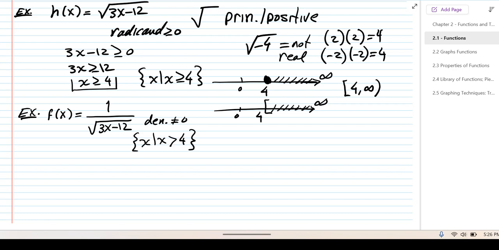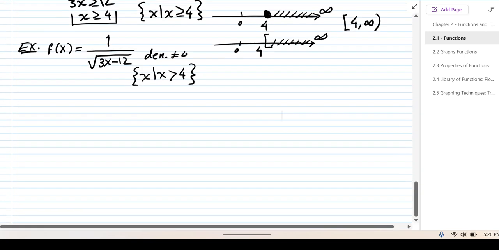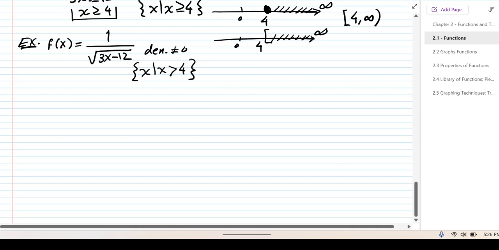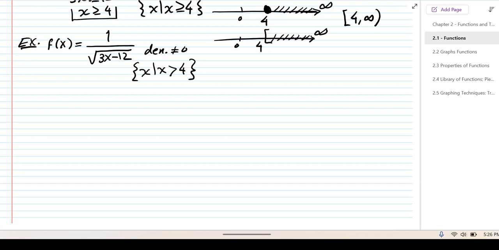You see that? I took the equality out of it, because when it's equal to 4, you have division by 0. So with radical expressions in the denominator, you have to consider both the implied domain of the radical and also safeguard against division by 0.